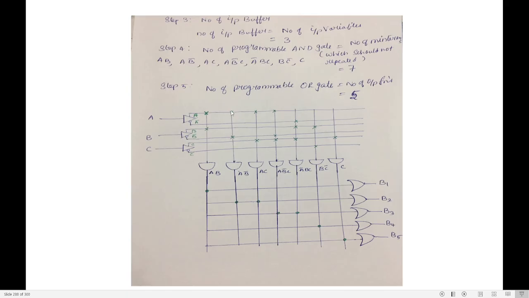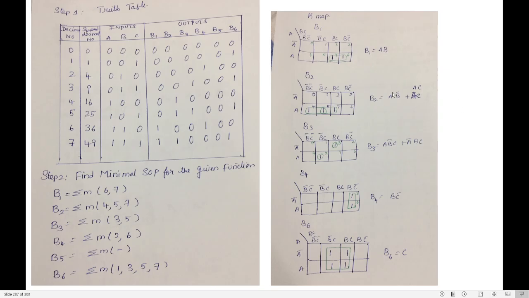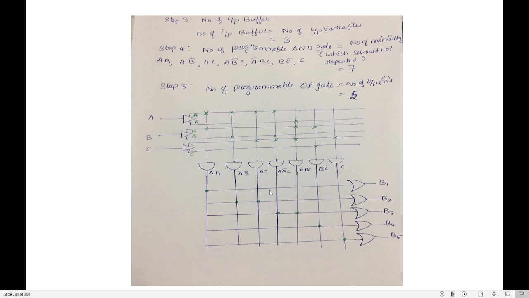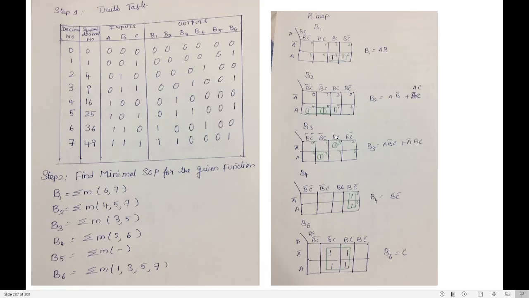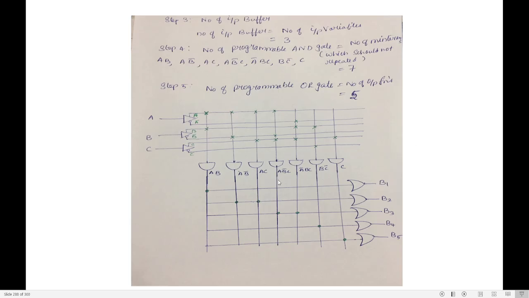So for 7 AND gates, you need to draw vertical lines and extend these vertical lines down. OR gates must be connected in horizontal fashion. So now what is B2? B2 is AB bar plus AC. So go to AB bar and go to AC. Put a dot so that these two will come to the second one. See, the third one is A B bar C plus A bar B C. So A B bar C plus A bar B C connected to B3.